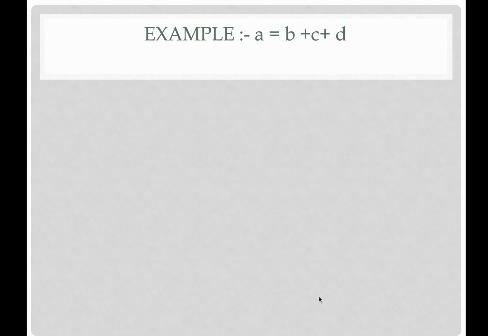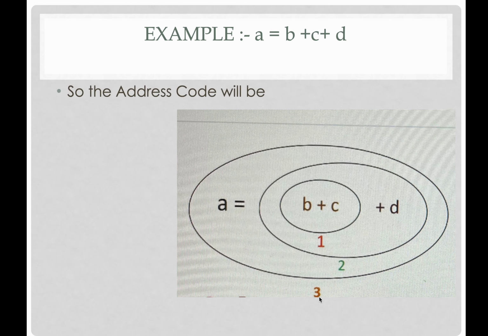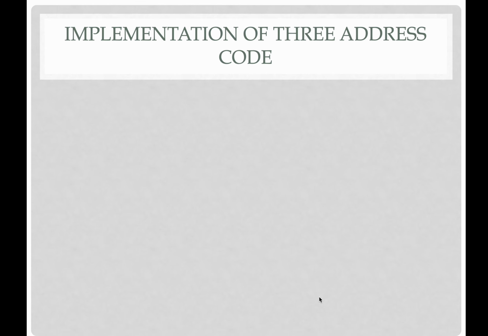And the three address code for the given example: firstly we store the b + c value in t1, and then t1 + d in t2, and finally we assign the t2 value to a. Finally we are storing the result in a. So this is one more diagram that represents the three address code. And let's dig into the implementation of three address code.